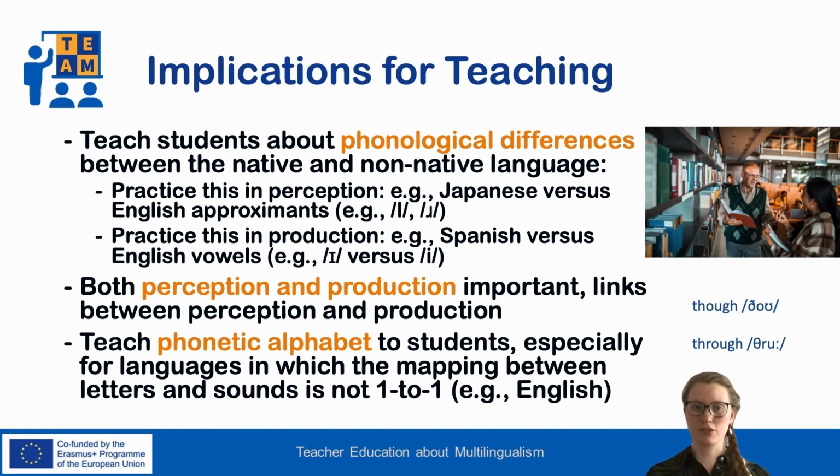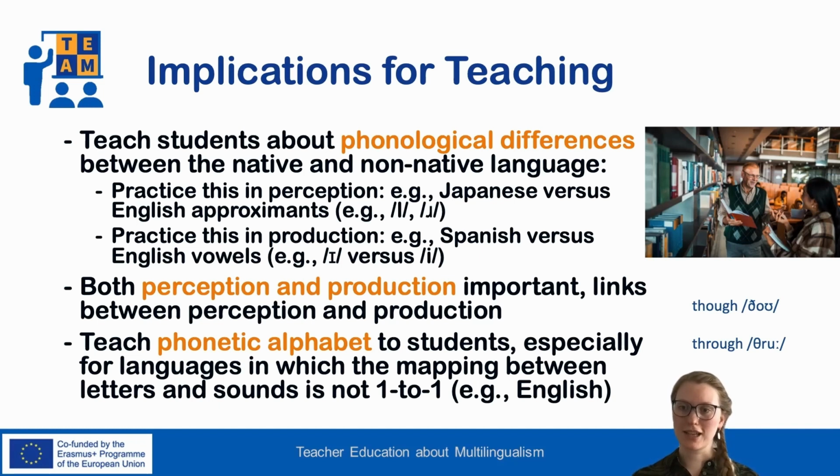And there are also many different links between perception and production. So there are studies showing that if you improve in one of those areas, you also improve in the other one. So this can have a positive effect of both production and perception then. And then depending on the age of the students, if they are a bit older, it could also make sense to teach them the phonetic alphabet. So especially for languages that don't have this one-to-one mapping between letters and sounds like English, drawing more attention to the pronunciation can be supported by the phonetic alphabet.